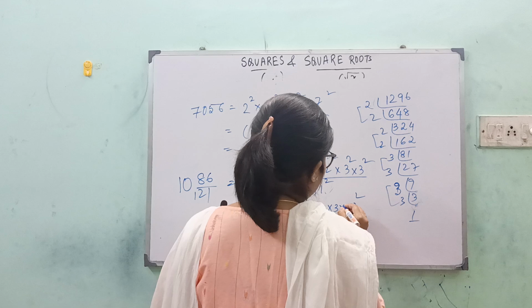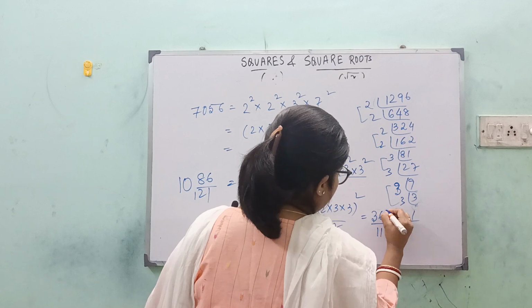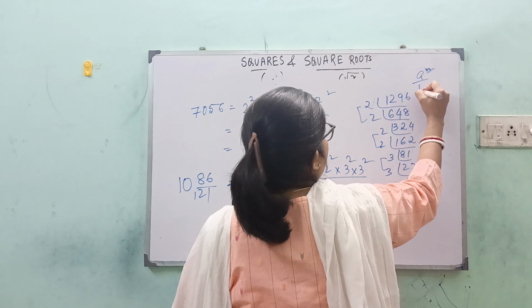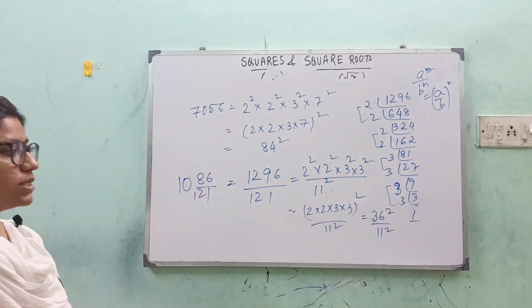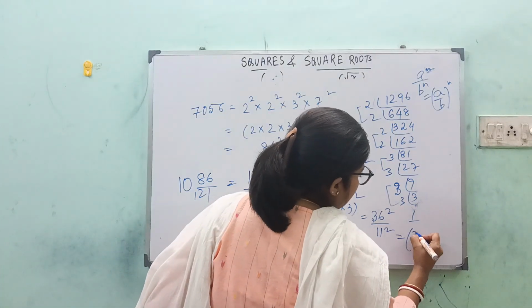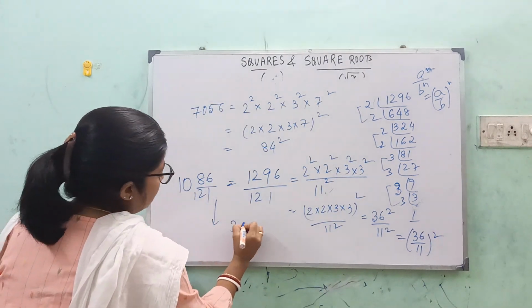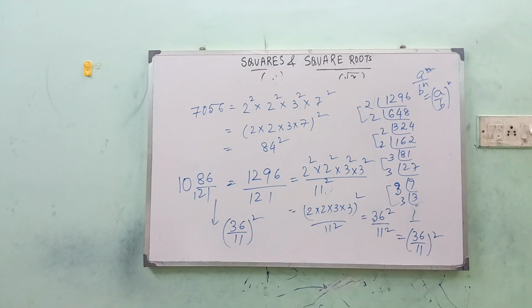That means 2 twos are 4, 4 threes are 12, 12 threes are 36. So 36 square by 11 square. So we know already, a to the power n by b to the power n is equal to a by b whole to the power n. If the numerator and the denominator have the same powers, then we can write them together as 36 by 11 whole square. That means this number is nothing but the square of the fraction 36 by 11. So 1296 by 121 is the square of 36 by 11. Alright, fine.